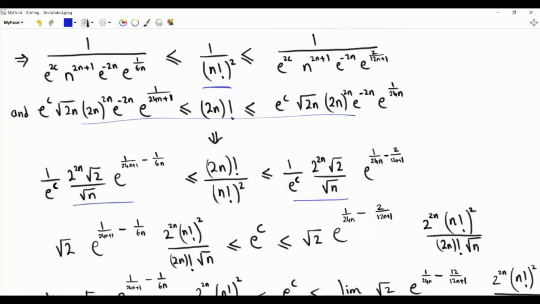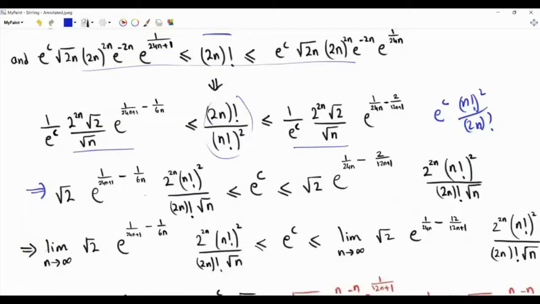Now, let's rewrite this inequality. We will multiply all sides by e to the c, and then by the factorial of n squared, and then we divide by the factorial of 2n. So when we do this, the middle term here will be changed to e to the c. And now the lower bound and the upper bound are free from this constant c. So now we have an inequality, and this inequality is true for every positive integer n.